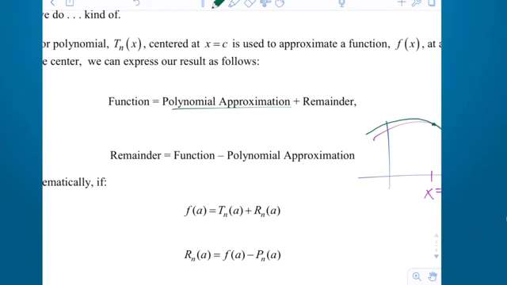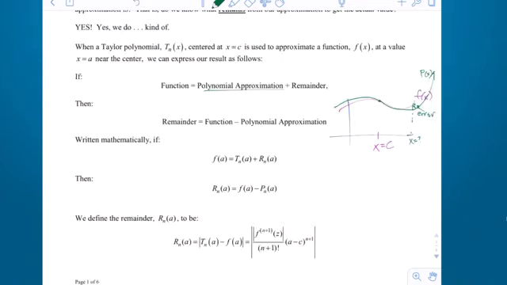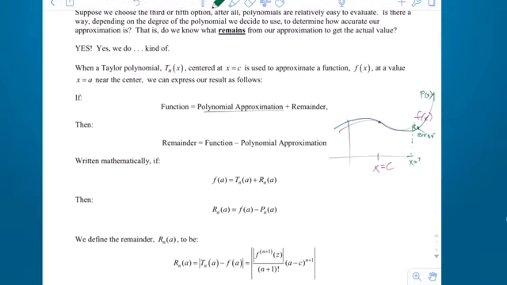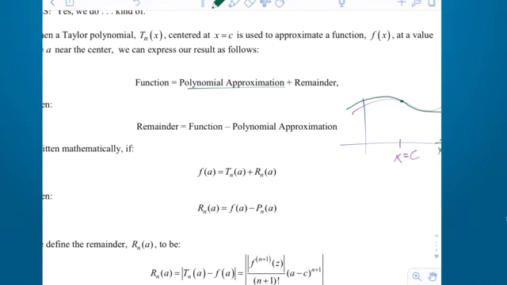Okay? And that's what Taylor's remainder theorem or Lagrange error bound, interchangeable names, essentially does. So if you basically take this equation and you solve it for the remainder, you get the actual function minus the approximation. And that's a pretty typical thing in science. You get the observed minus the theoretical. And if you take the absolute value of it, because it could be positive or negative, you get the error.